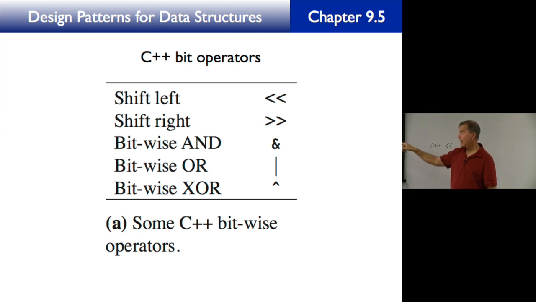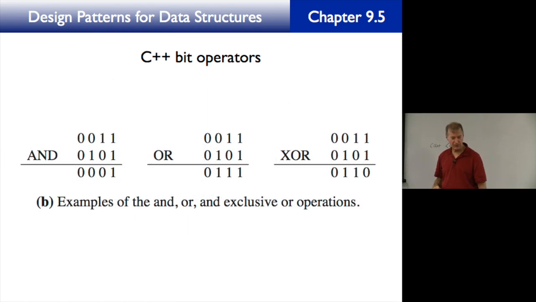And then, here's a new operation that you might not be familiar with. This XOR, does anybody know how to pronounce that? Exclusive or. This is the exclusive or. And that's the little caret. So we have to learn how each one of these works. Okay, so first, let's start with the and, the or, and the exclusive or.